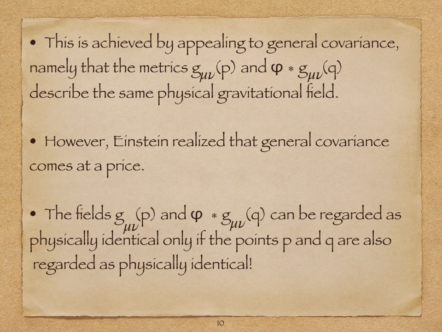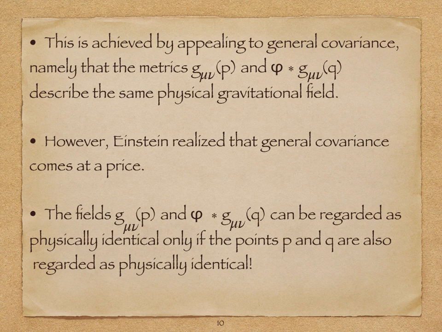You say gravitational fields do not change under coordinate transformation. Their physical content does not change. The curvature scalars will not change. That's what it means. But Einstein realized that this general covariance comes at a heavy price.